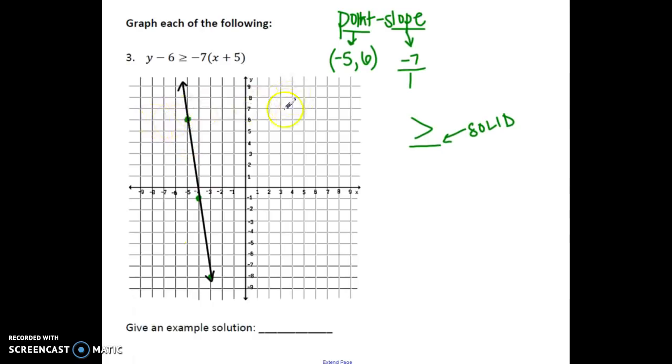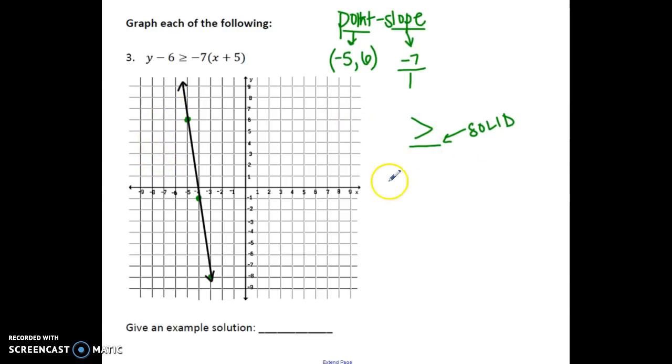So now we need to decide what side of the line are we going to shade? Are we going to shade this side over here, or are we going to shade this side over here? And really what we're asking is, can I find a point either on this side or on this side that's actually a solution to the inequality? So if I want, I could just pick any point on either side of the line, test it. If it works, then I want to shade where that point was. And if it doesn't work, then I want to shade on the other side.